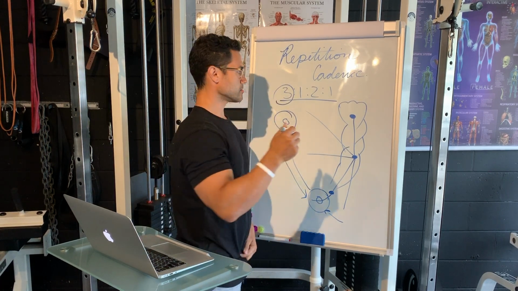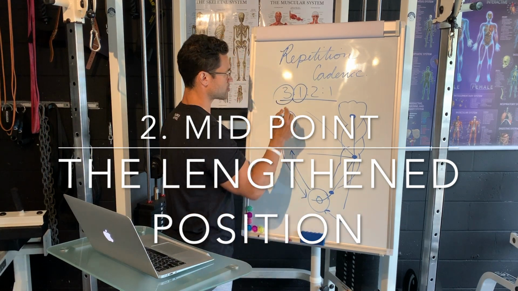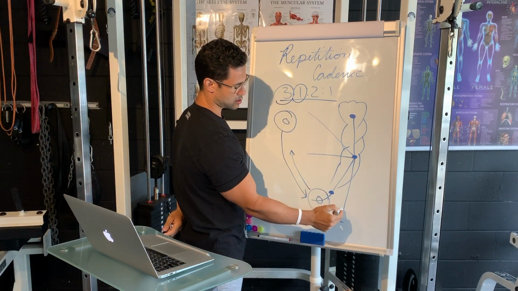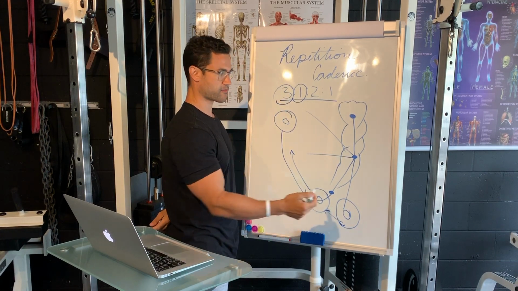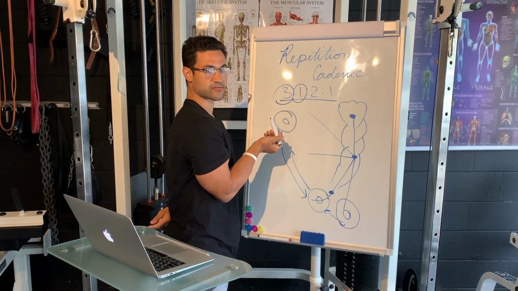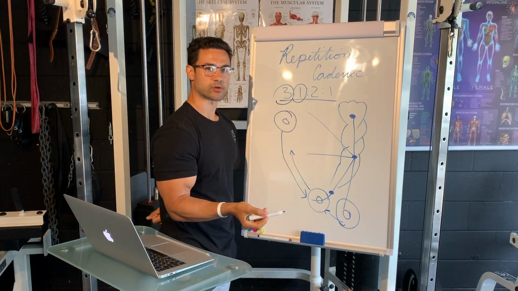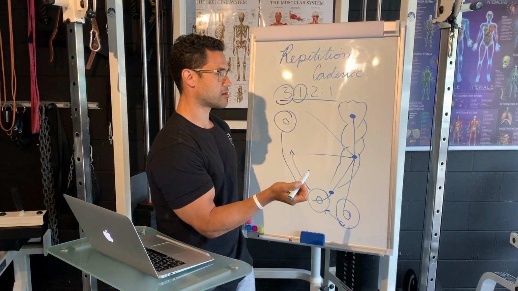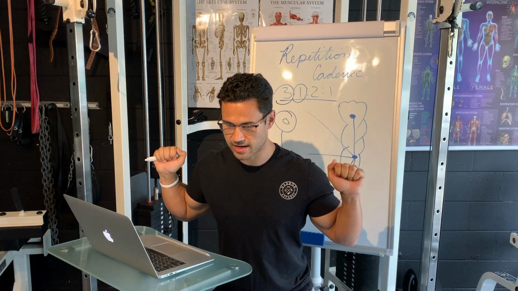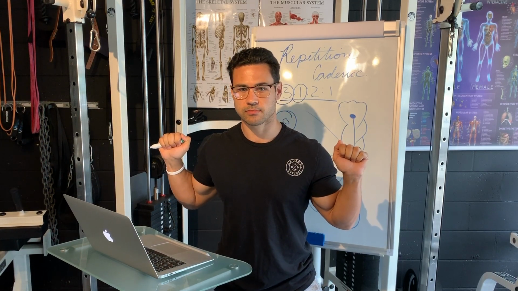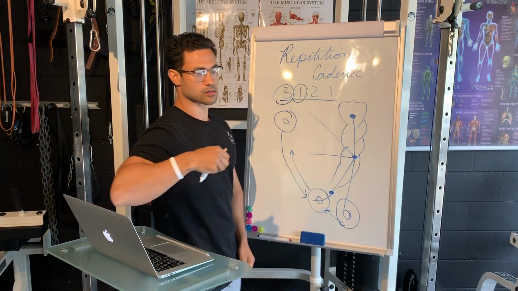So the second number represents the midpoint, okay? Basically what the second number represents is how long am I gonna stay down here in that stretched out position before I initiate the concentric phase, okay? Now, this is just like a rest period, right? Like if I was at a squat, it'd basically be this eccentric, and then how long am I staying at the bottom before I convert that to the concentric, okay?